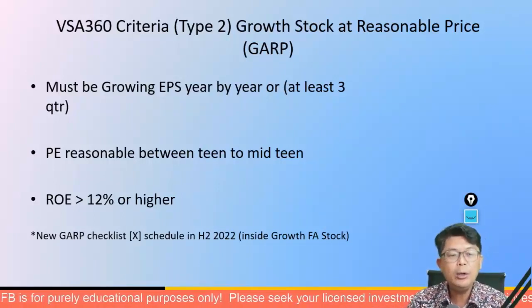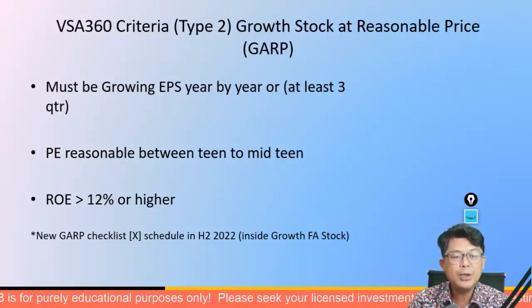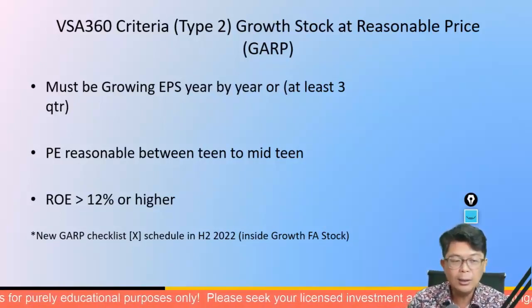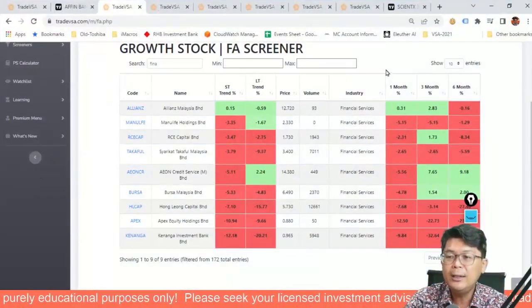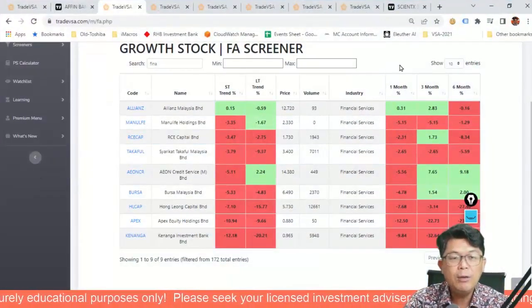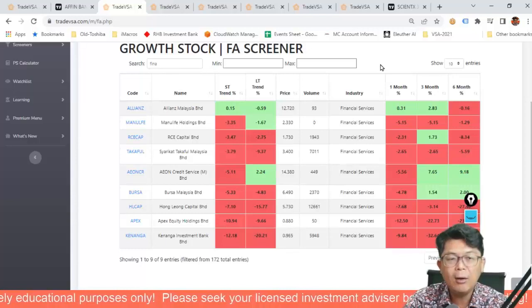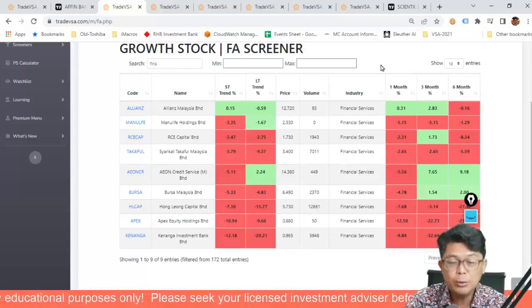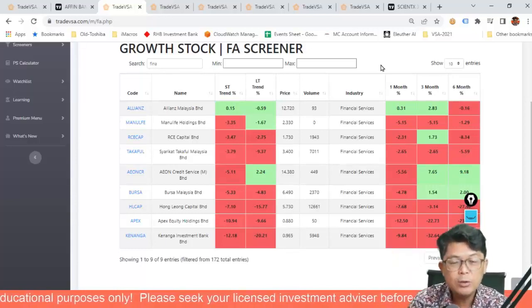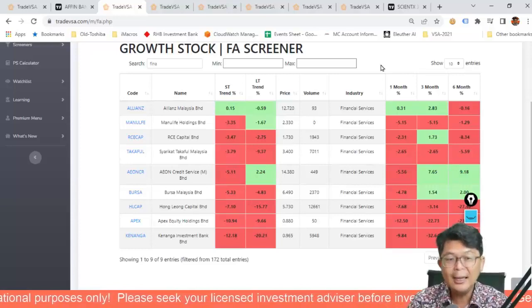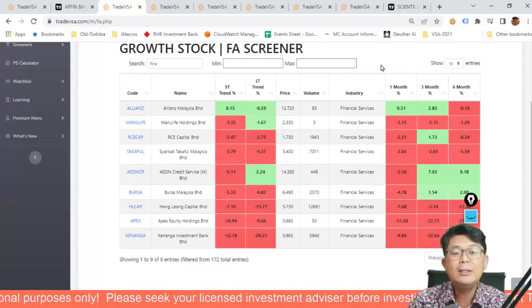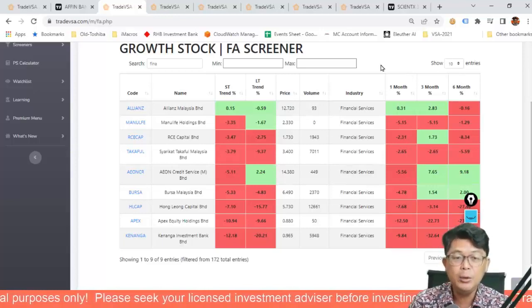One of the new things that we'll be doing, we will put the new GaRP checklist on the screener. Early on, you will notice that when we have this, we don't have this GaRP here. So eventually, we'll put a GaRP here. When you click on the GaRP, just like the other screeners, it will automatically filter out those from the 172 list. That makes it so much easier. So that is one of the new enhancements that we'll be doing.